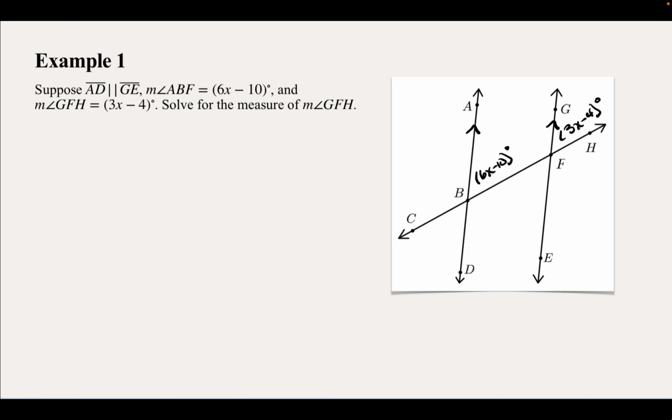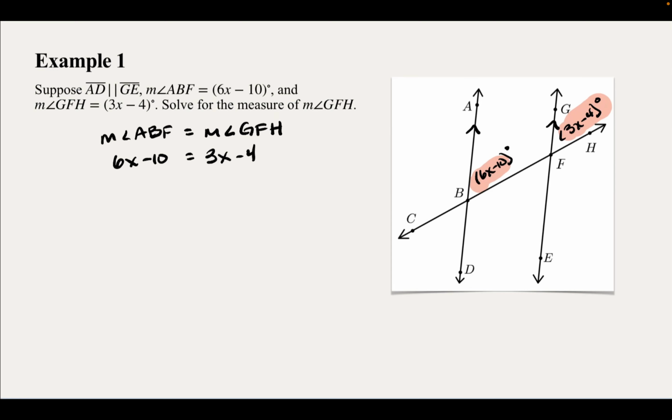Now, because these lines are parallel, I can make conclusions about those two types of angles. What type of angles are these two? They are corresponding angles. And if I think back to the relationship for corresponding angles, it is that their measures are congruent. I can say the measure of angle ABF has to equal the measure of angle GFH. Now what I'm going to do is substitute my information. And now I've got an algebraic equation that I can solve.